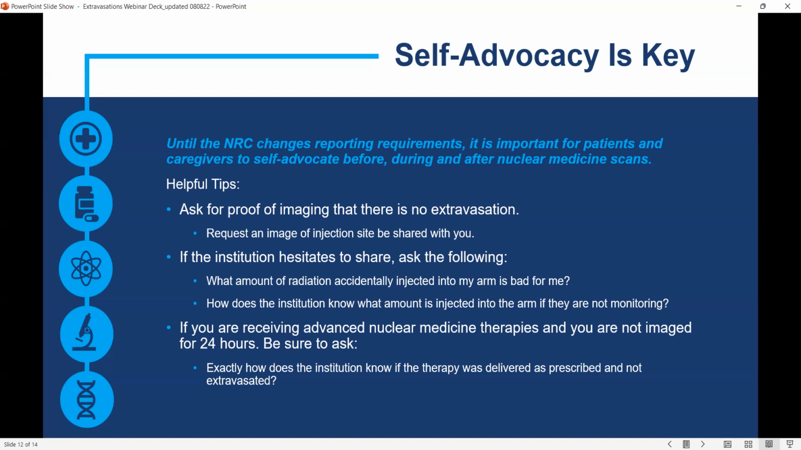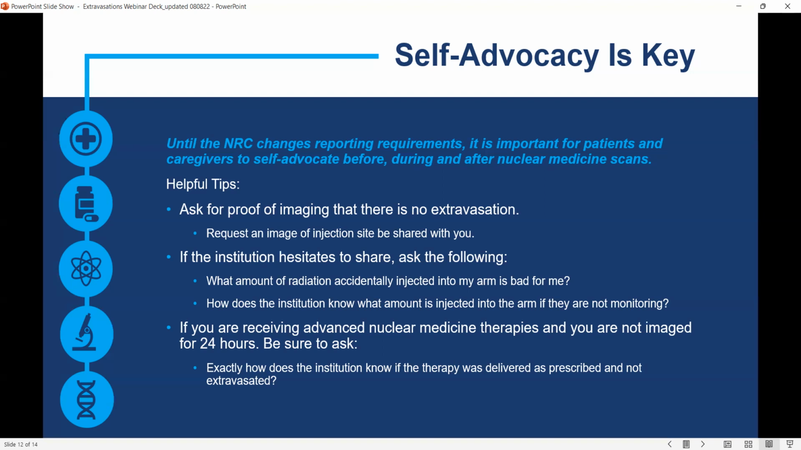If the institution hesitates to share, then ask them the following questions. What amount of radiation accidentally injected into my arm is bad for me? And how does that particular institution know what amount has been injected into my arm if they are not monitoring for extravasations? Two very simple questions to ask. And if you are receiving advanced nuclear medicine therapies and you are not imaged for 24 hours, be sure to ask that institution, how do they know if the therapy was delivered as prescribed and you had not been extravasated?